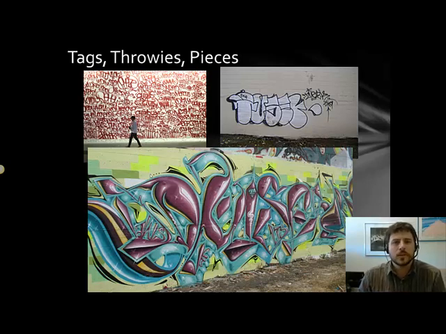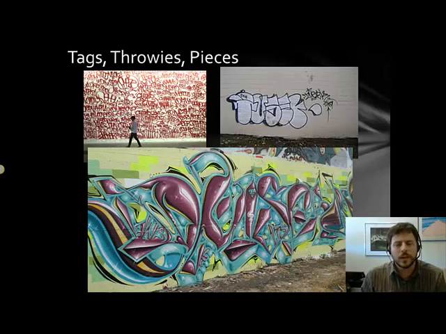On the right-hand side, up in the top, you'll see a throwie. A throwie is sort of like the next progression. Some people start with tags and never move on. Other people want to get bigger, so they go to throwies. Throwies are done very quickly. In this case, the white background was done first. It was sprayed in really quickly with a white spray can, and then the person went in and added the black outlines. Overall, this throwie probably took, I don't know, 2 minutes to put up, and you can see a little tag right next to it.